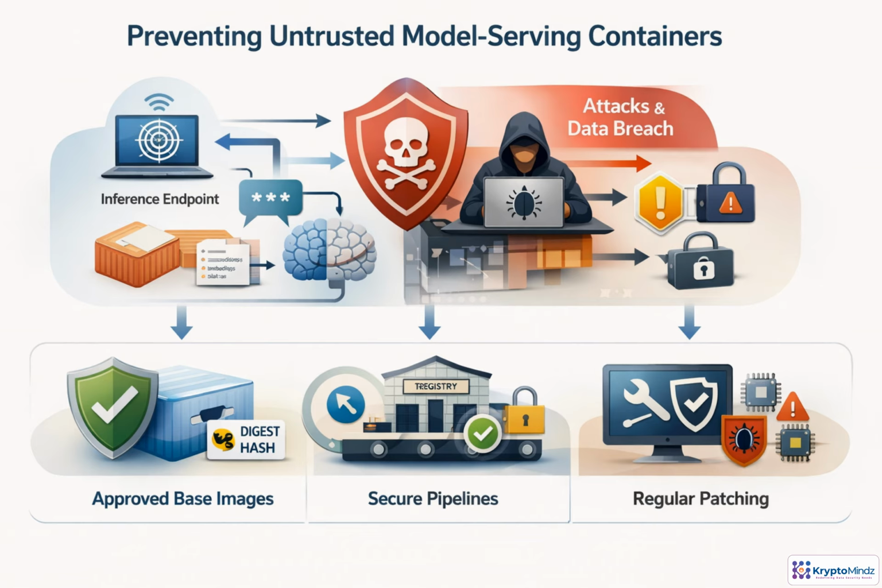Model-serving containers deserve extra scrutiny because they touch prompts, embeddings, outputs, and model artifacts. Start with approved base images for your serving stack, then pin exact digests instead of mutable tags like latest. Deploy only images built by trusted pipelines and pulled from approved registries. Finally, rebuild, scan, sign, and patch regularly so framework, driver, and package vulnerabilities do not become inference layer entry points.